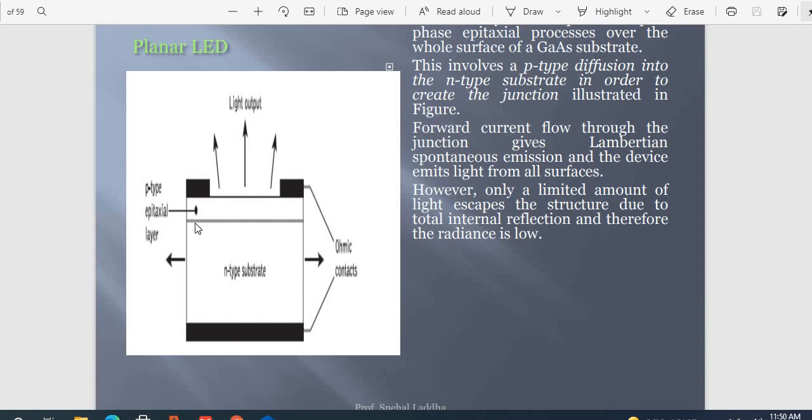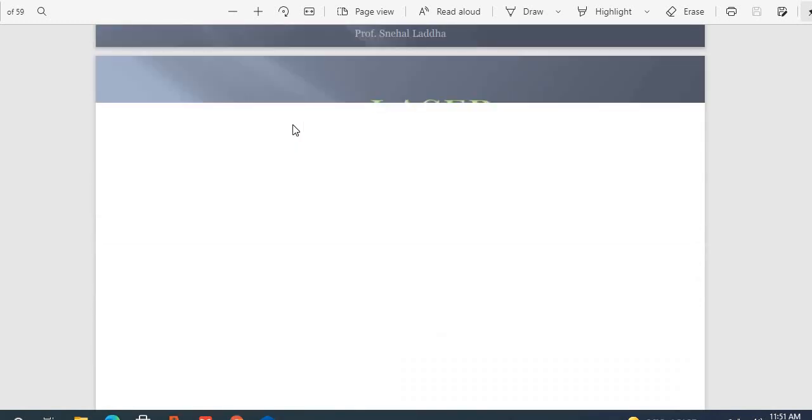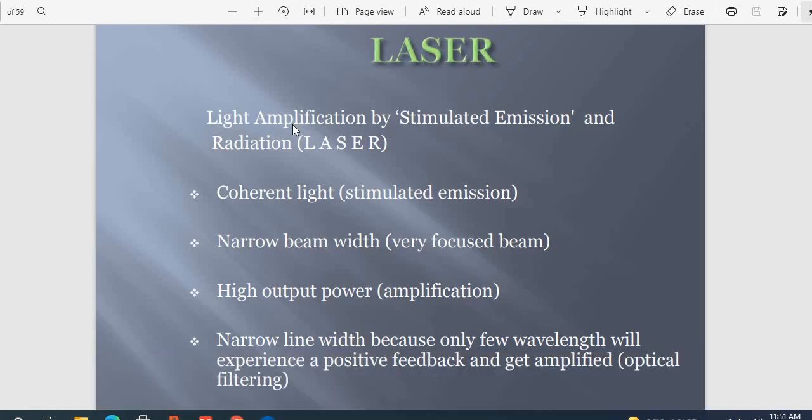The forward current flows from the junction, and gives Lambertian spontaneous emission, meaning the light output comes from here, and the device emits light from all the surface. However, only a limited amount of light escapes the structure due to total internal reflection, and therefore the radiance is low. Because of that, the radiance is lowered for that particular element.